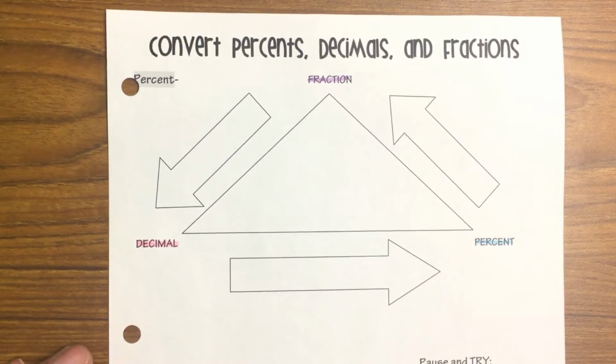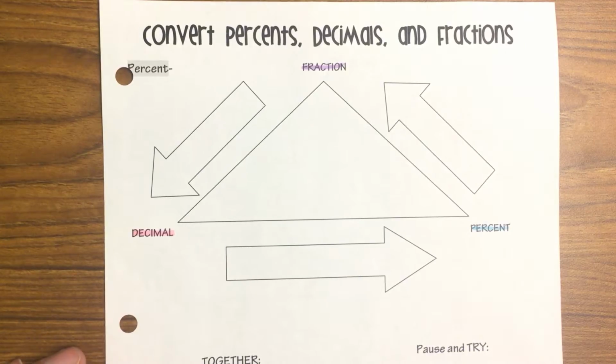Now I know it's been a little while since we've done a video, but we have a lot of material to cover in the next few weeks, and I feel like this is going to be our fastest way to get through it. Today we're talking about converting percents, decimals, and fractions, different rational numbers from one form to another.